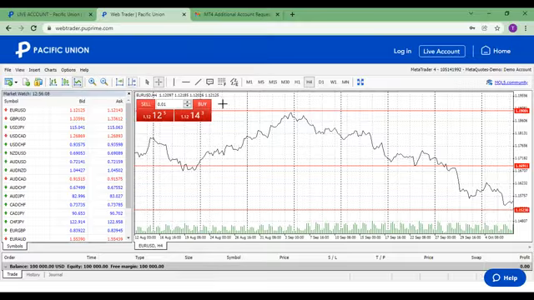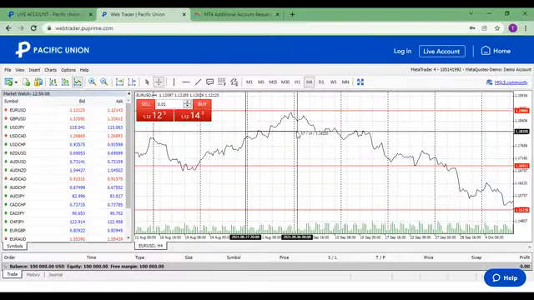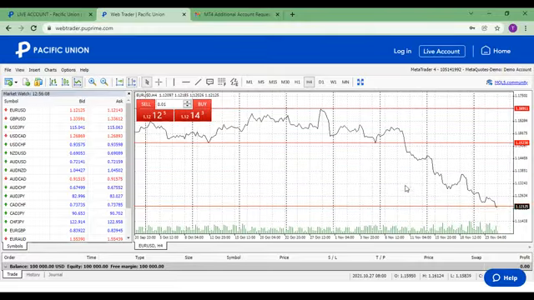So you could just keep that zone instead of deleting it. You could keep it to reference it another day or another time. So let's go back in time. Let's go to the current time. So you could see that this market obviously is on a downtrend. Let's change it back to candlesticks.